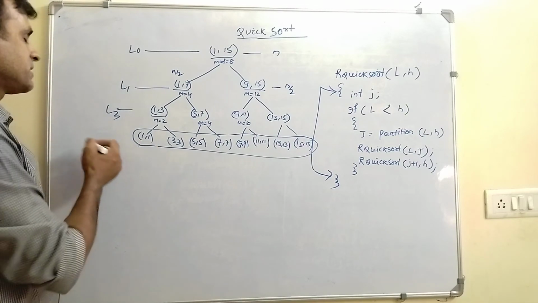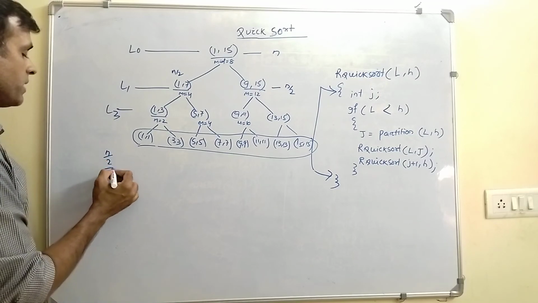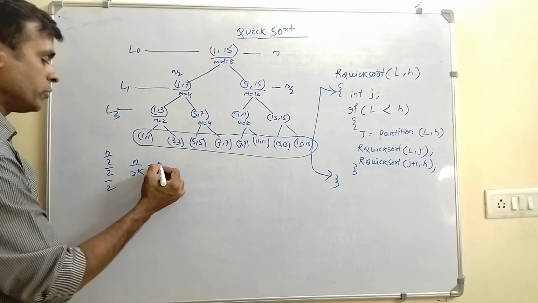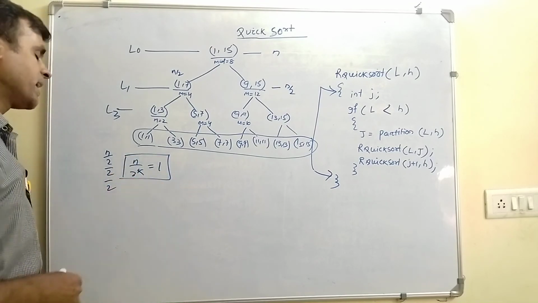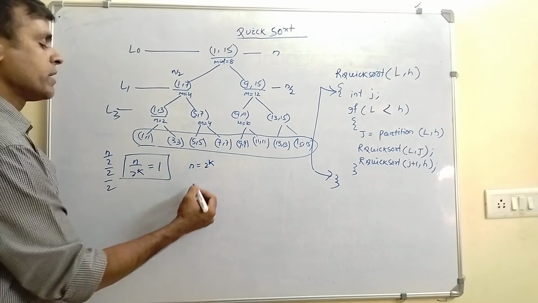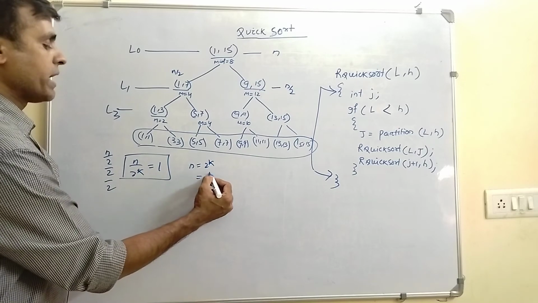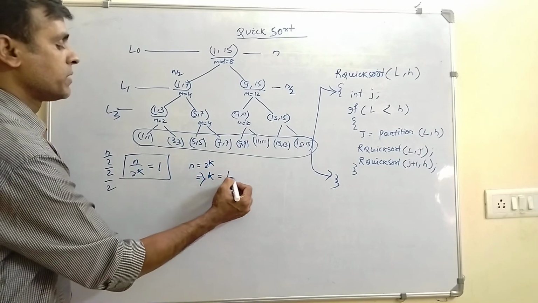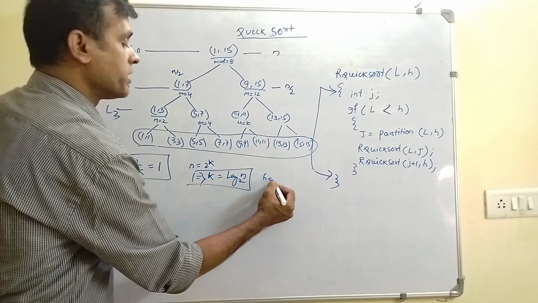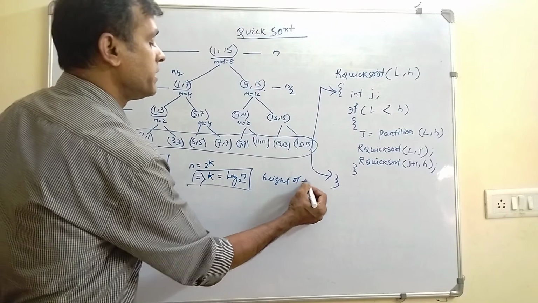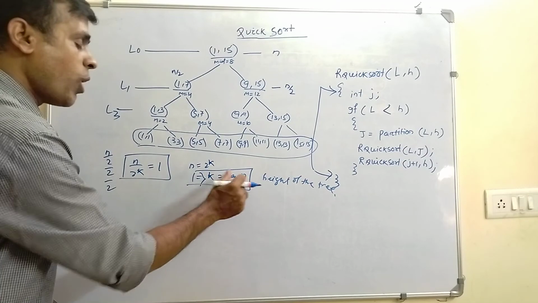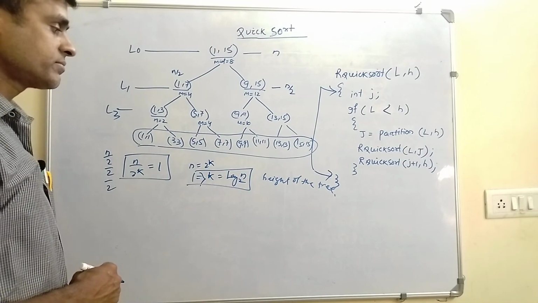The height of the tree is found like this: n by 2, divided by 2, divided by 2, so n by 2 to the power k gives single elements. So n is equal to 2 to the power k, which gives k equal to log n base 2. So k is nothing but the height of the tree. If the height of the tree is k, then the total time it takes for division is log n.